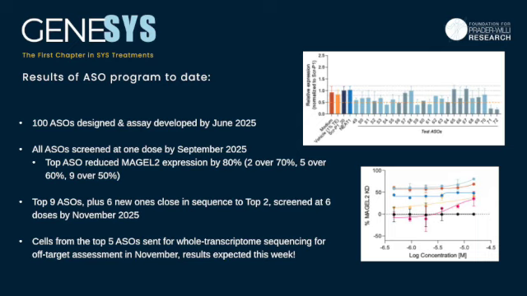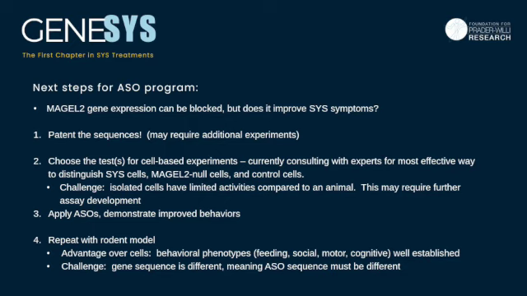And that will complete phase 5. And when that is done, we'll have completed our initial set of goals, which is to find an ASO that effectively removes MAGEL2 and doesn't significantly alter expression of any unrelated genes.